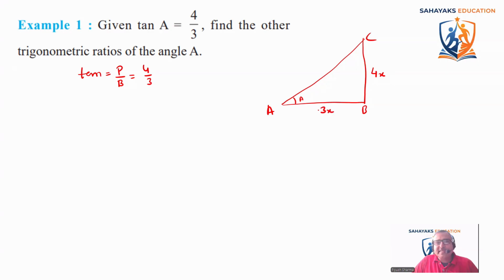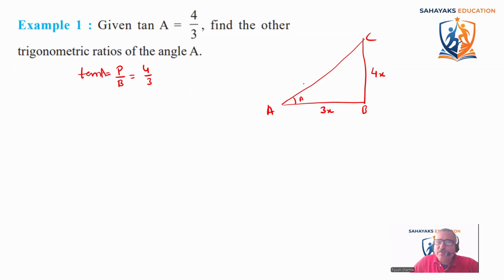Why have I taken x here? Because it's a ratio. I cannot say that P will be 4. P is not a number. Tan A is a ratio. When we are taking a ratio, I cannot say that P is 4 and B is 3. No, BC could be 8 and AB could be 6, so the ratio still remains the same. That's why I have taken 4 multiplied by x.